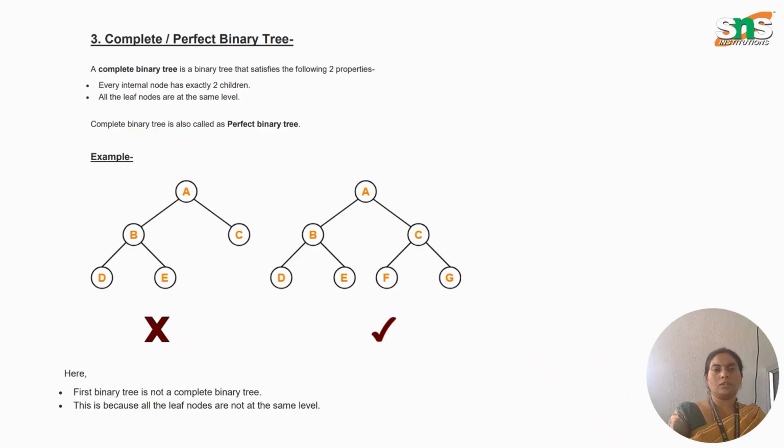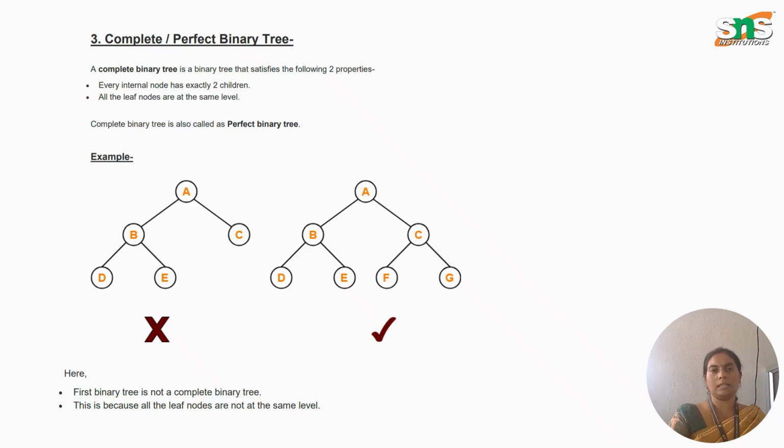Next is the complete or perfect binary tree, where every internal node should have exactly two children, and all the leaf nodes should be at the same level. For example, in the first diagram, A is bearing B and C, and B is bearing D and E, and C is incomplete, it does not bear any leaf node. So this does not satisfy, and it is not said to be a complete binary tree.